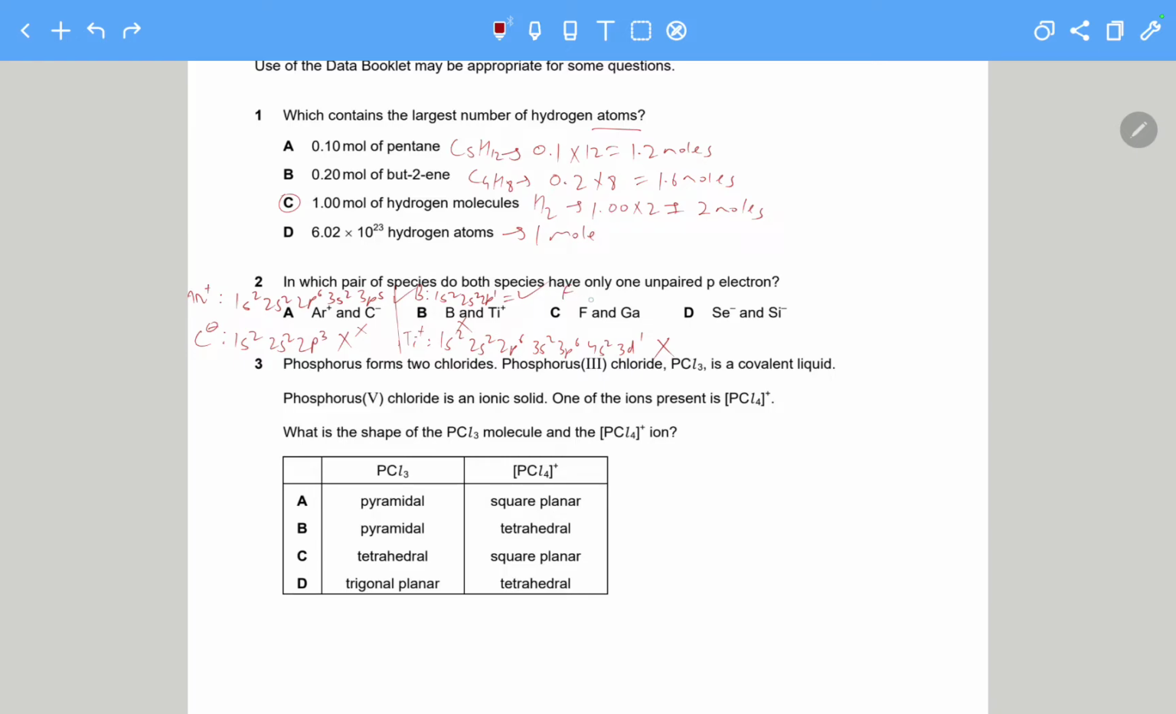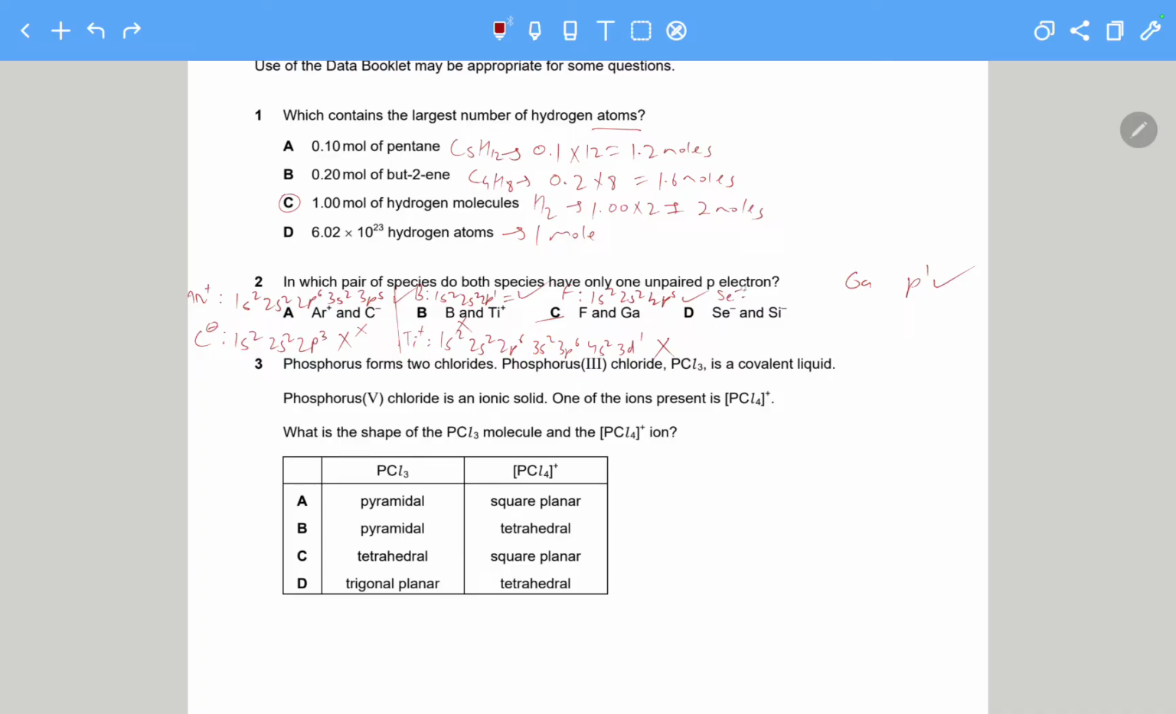So let's look at fluorine, which is 1s2, 2s2, 2p5. Again, 2p5, 1 electron is unpaired, so this is correct. And then we look at gallium. I'm going to write this down here because I'm running out of space. Gallium is in the same group as aluminium, and if you write down the configuration of aluminium, the last subshell will be a p1, so only 1 electron in the p, and therefore 1 unpaired electron, and that's correct. So C is a good candidate, but we will always read all the options to make sure that we are doing things correctly.